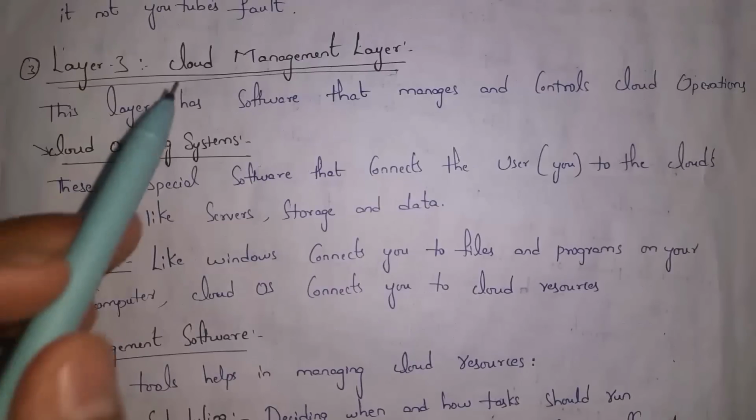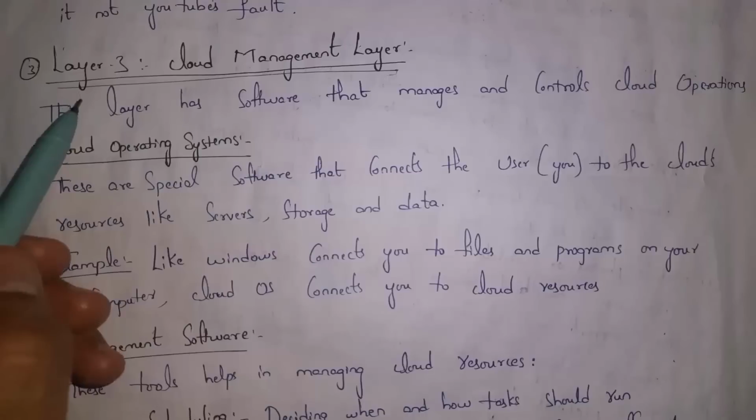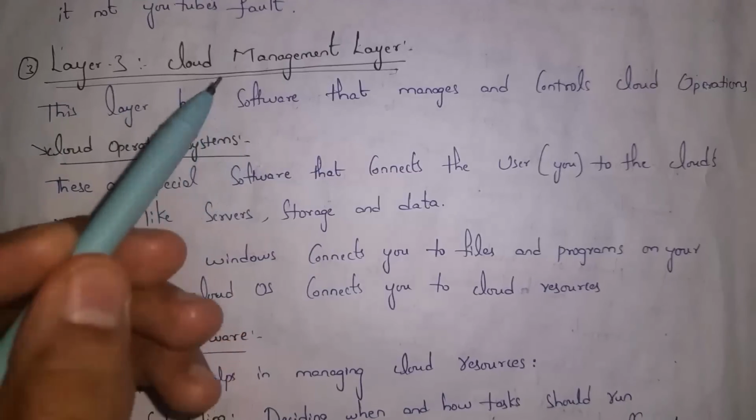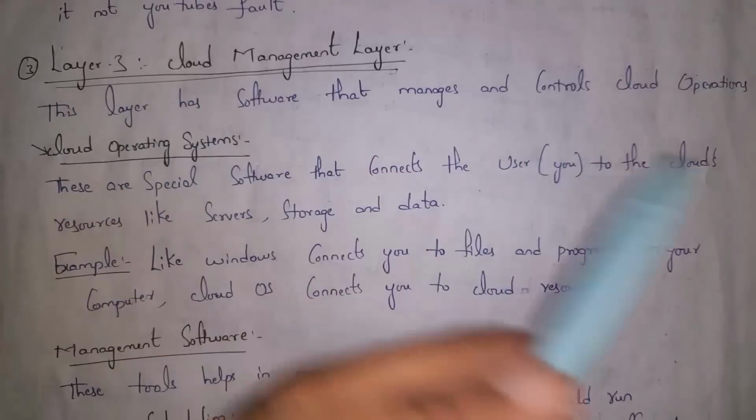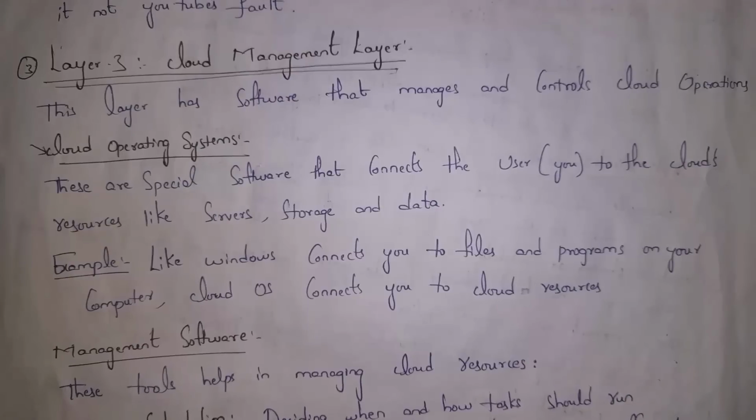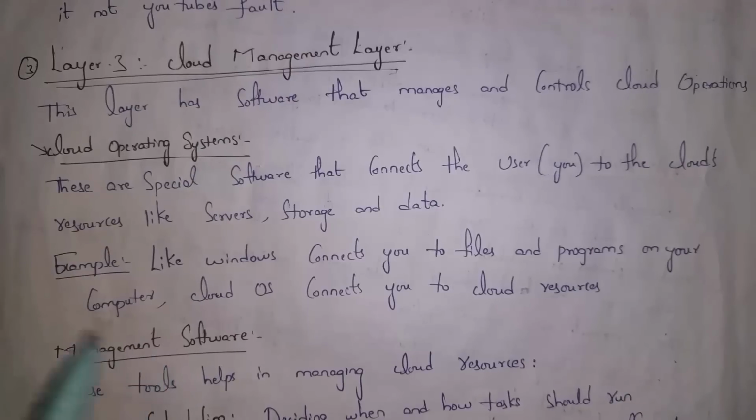Next, I will explain what is the cloud management layer. Guys, the cloud management layer contains softwares. By using these softwares, we can manage and control cloud operations. Basically, there are two types of softwares in the cloud management layer. The first one is cloud operating systems, and the second one is management softwares.